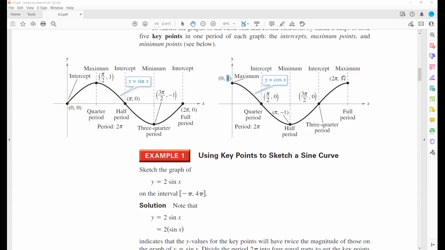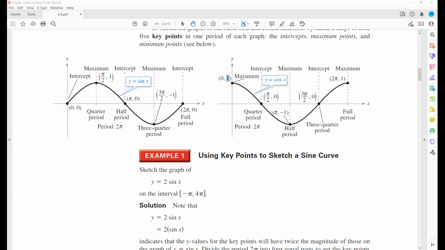So your cosine takes on its maximum value at 2 pi. Very well. So this is the behavior of cosine on one full period or full cycle. As you can see, on one full period or full cycle, you have two zeros, two x-intercepts. One happens at pi over 2, the other one happens at 3 pi over 2.